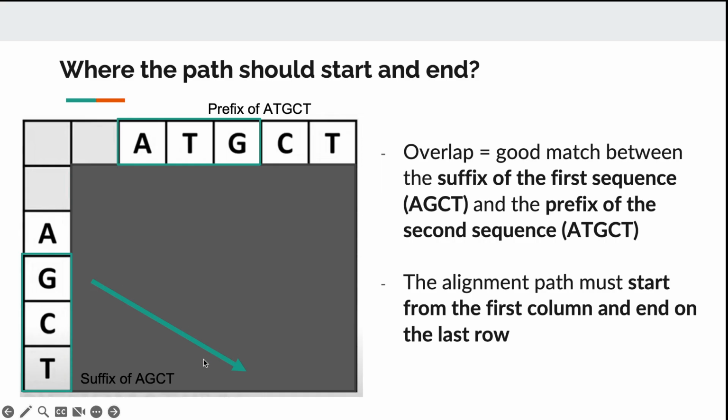This green arrow here that starts from the first column and ends on the last row corresponds to the alignment between the nucleotides in the boxes, which is the suffix, the last three nucleotides of the first sequence, and the first three nucleotides of the second sequence. So this is the overlap between the first and the second sequence. So now we have the condition, right? We want to find alignment that starts anywhere on the first column and ends anywhere in the last row.